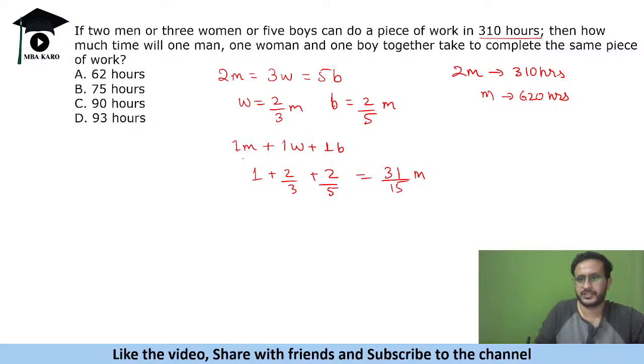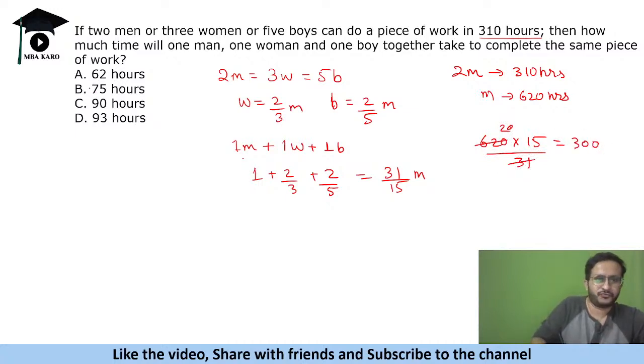So two men this, one man 620. आंसर आएगा आपका 620 into 15 by 31. That will be 300 आंसर आएगा. ठीक है. ये 4 टाइम्स ले लो.